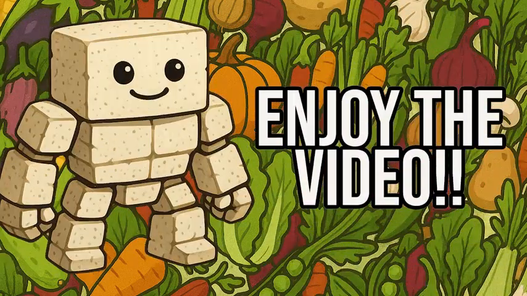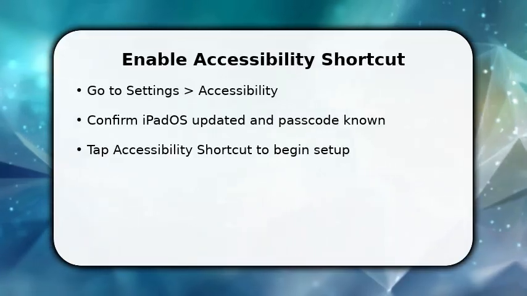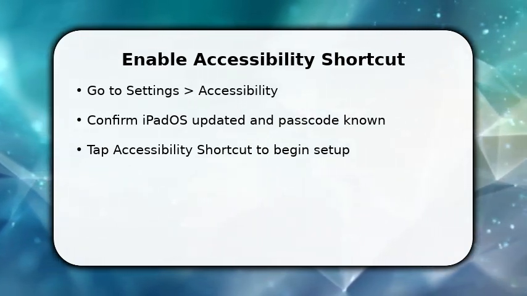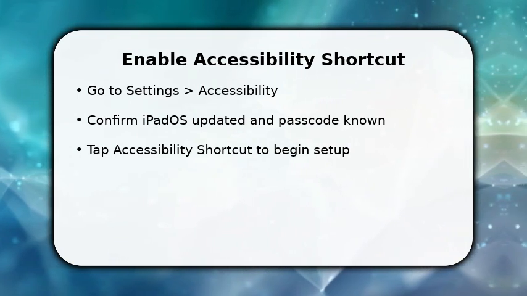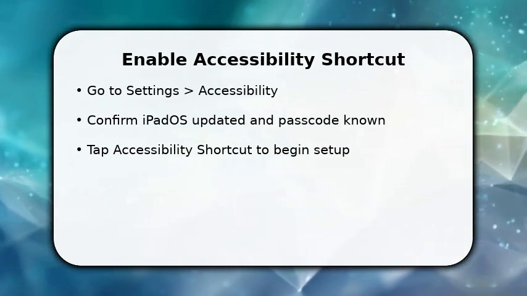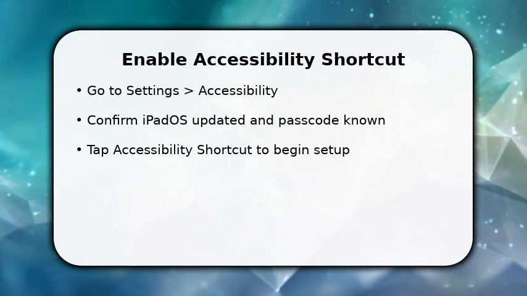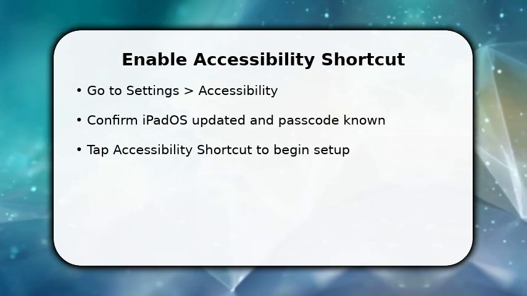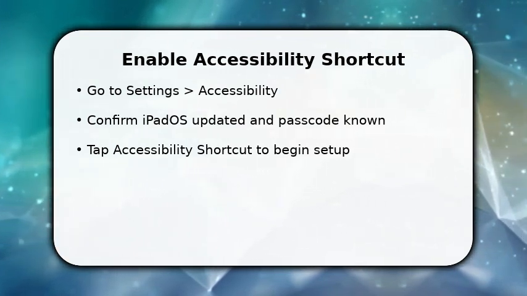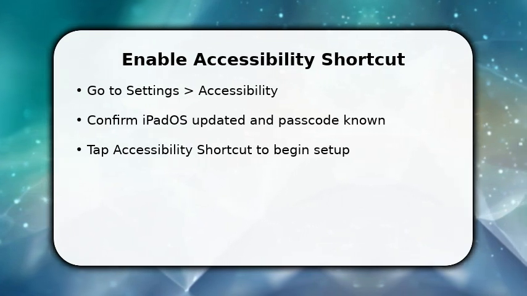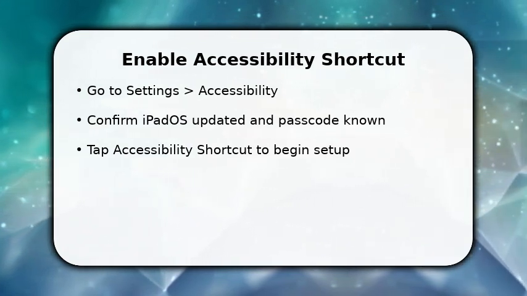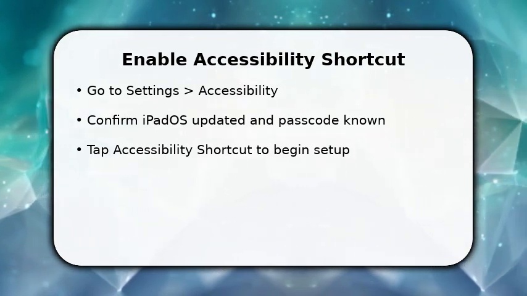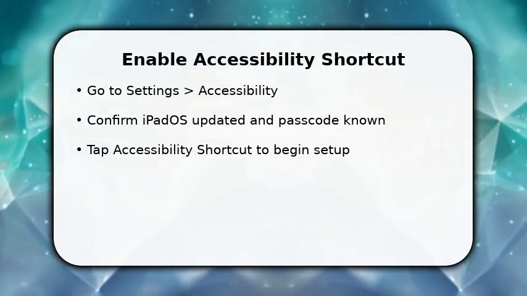Please enjoy the video. You'll start in Settings Accessibility. This is where the accessibility shortcut lives. Once there, make sure your iPadOS is up to date and that you know your passcode, because some options require confirmation. Now tap Accessibility Shortcut and pick the feature you want the button to toggle. Choose one item for single press control or several if you want a menu. After selecting, exit Settings. You've completed the first actionable step toward an on-screen accessibility button.